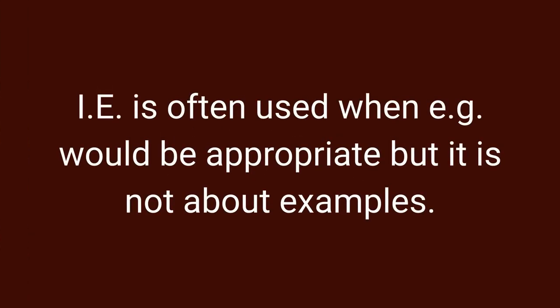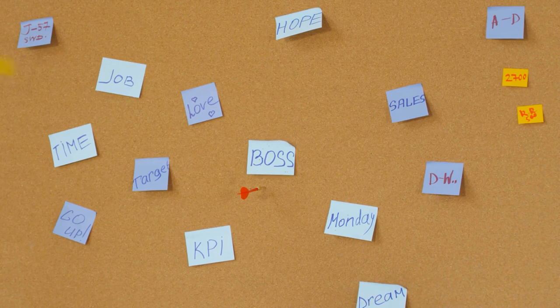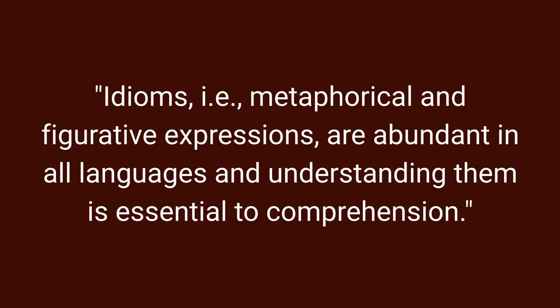Meaning of i.e. in English. i.e. is often used when e.g. would be appropriate, but it is not about examples. I.E., or id est, means in English, that is to say. That is to say means something like in other words. When we say this in English, we wish to clarify what was just said in order to be more clear. For example, idioms, i.e. metaphorical and figurative expressions, are abundant in all languages and understanding them is essential to comprehension.